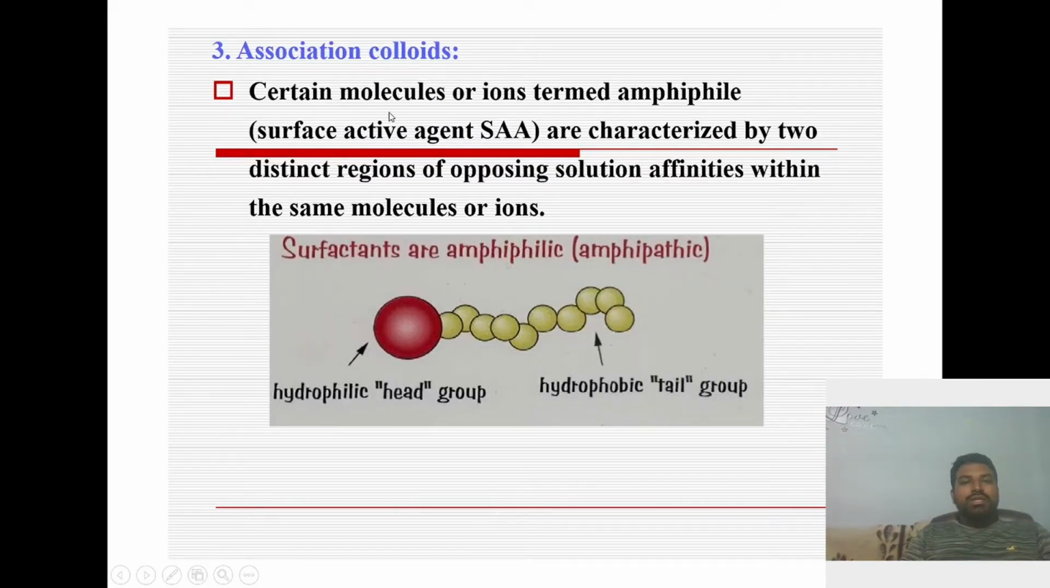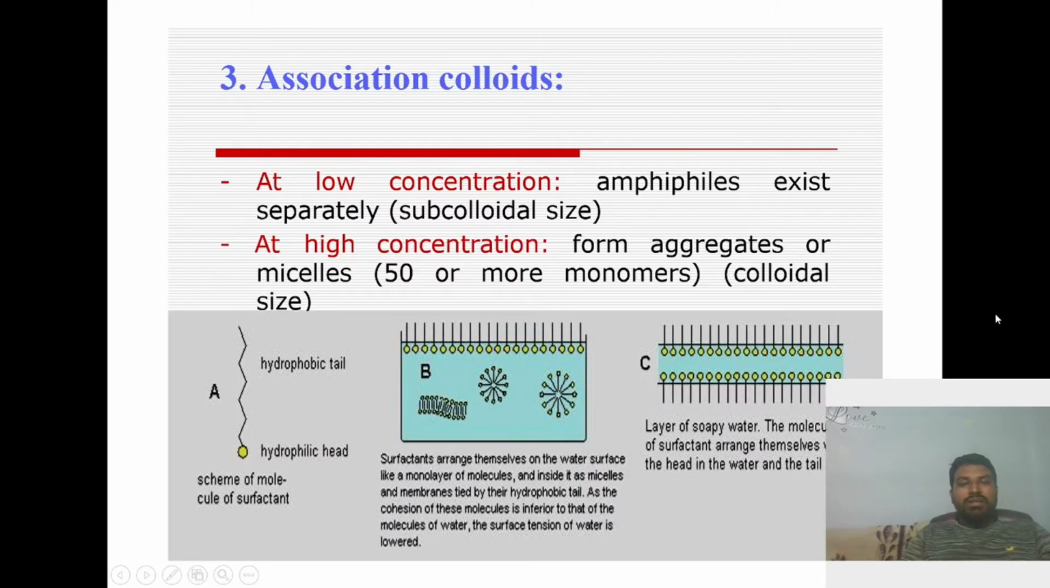Association colloids. Certain molecules or ions, termed amphiphiles or surface active agents, that is SAA, are characterized by two distinct regions of opposing solution affinities within the same molecule or ion. Surfactants are amphiphilic, that is amphipathic. They have a hydrophilic head, that is a water-loving head, and a hydrophobic tail. Hydrophobic means water-hating or solvent-hating.